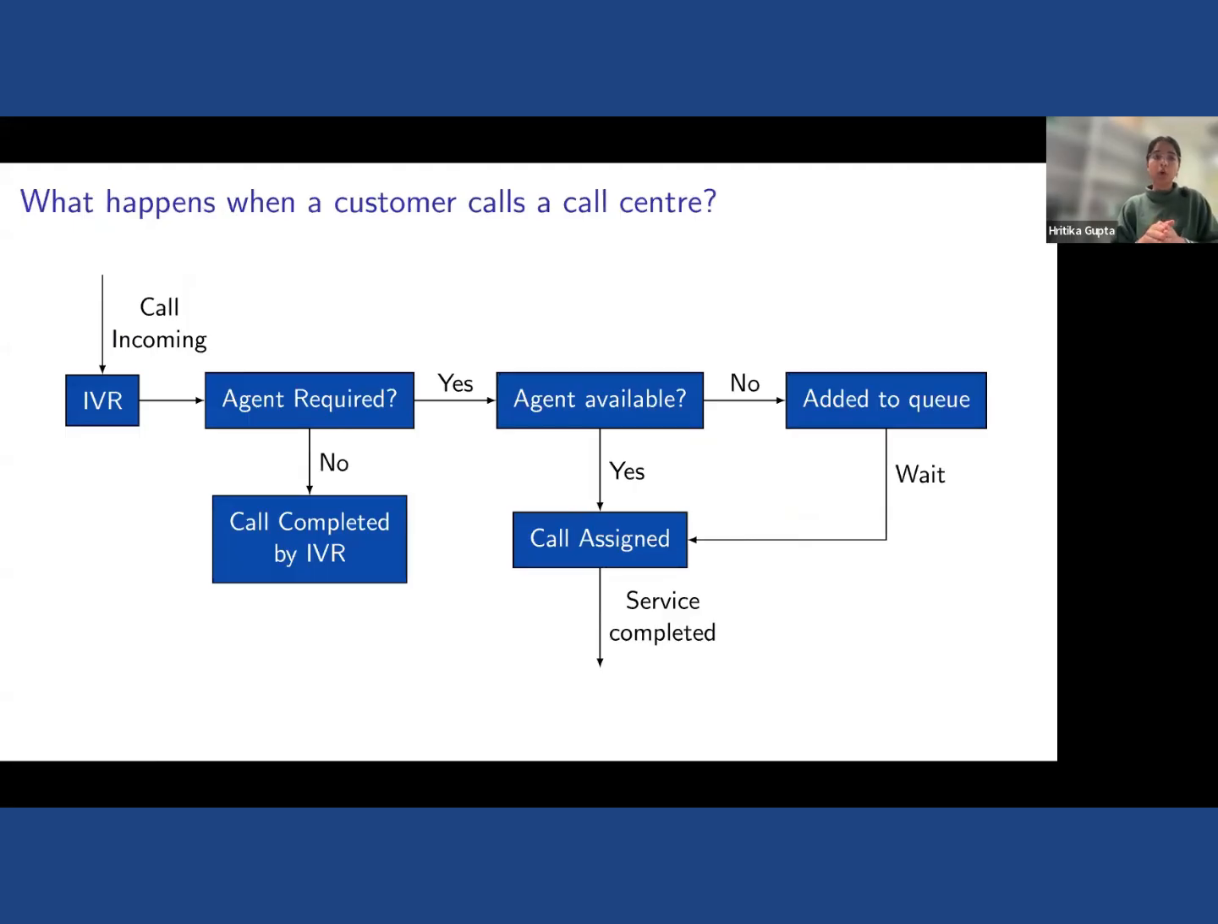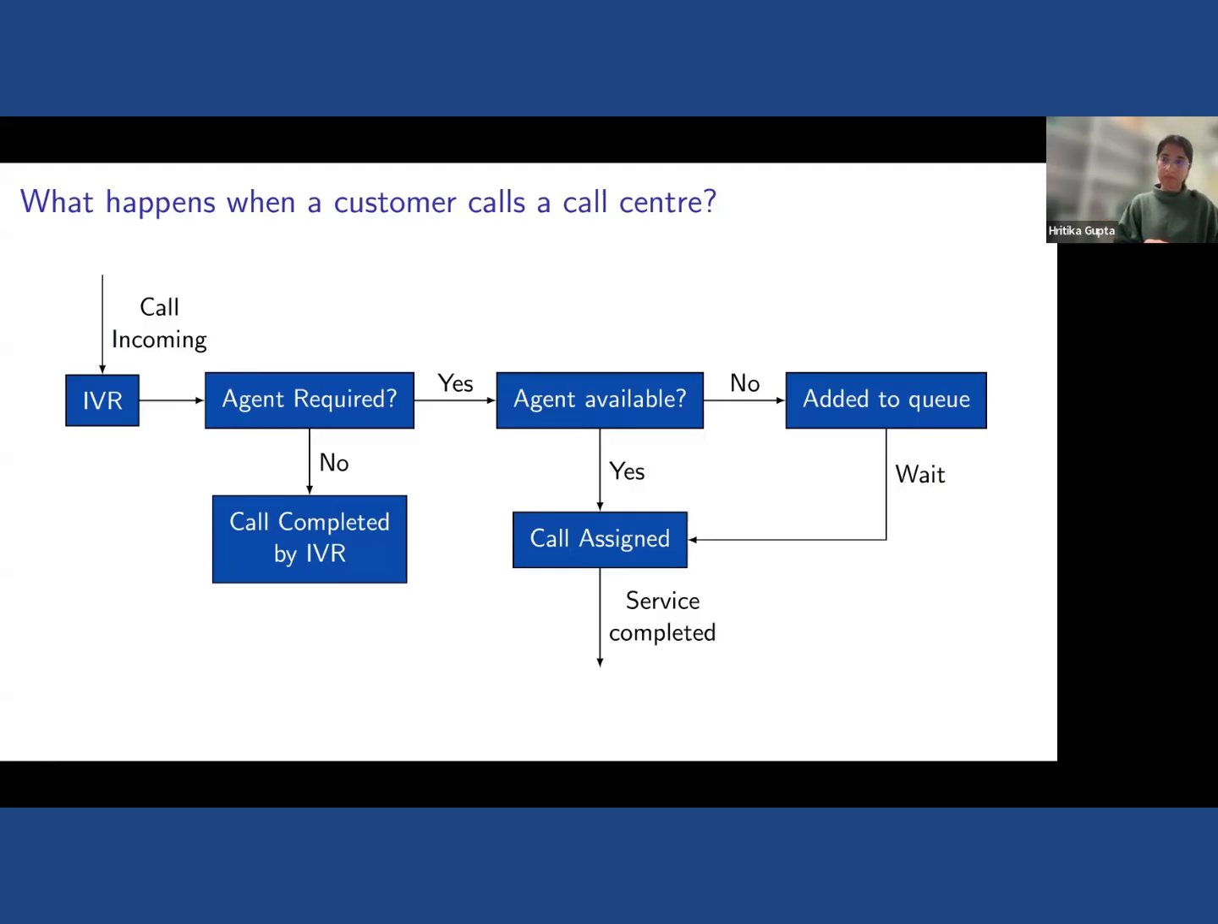Let's first take a look at what happens when a customer calls a call center. When a customer calls a call center, they're first connected to an interactive voice response system. This is the automated voice which you hear when you dial a call center. It tells you to dial a number depending on the type of query you have. In certain scenarios, the queries get resolved by the IVR itself, but in other cases, the customers are looking for some human assistance.